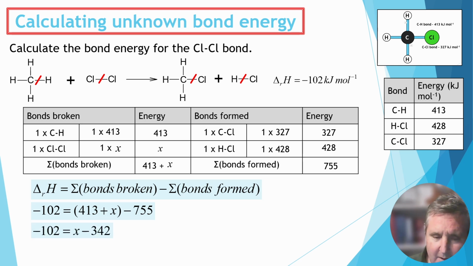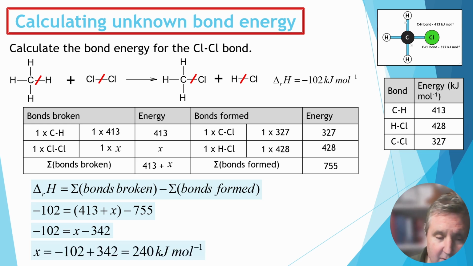We're going to group like terms here on the right hand side. So I do that by taking the 755 away from the 413. We get 342. So x minus 342. Again, if we put those terms together, it's x equals, if I put x on one side by itself, minus 102 plus 342. Remember, when we take the 342 to the other side of the equation, the negative becomes positive. I resolve this equation and my answer here is 240 kilojoules per mole.